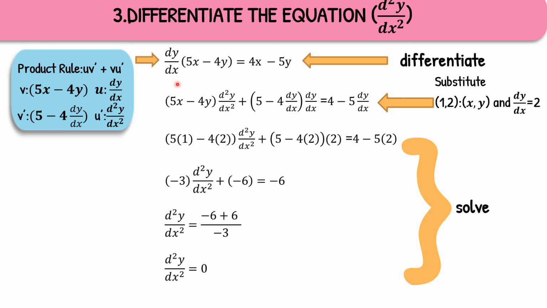Also, to differentiate this equation, we have to use the product rule, where u equals dy over dx, v prime equals 5 minus 4 dy over dx, v equals 5x minus 4y, and u prime equals d squared y over dx squared.